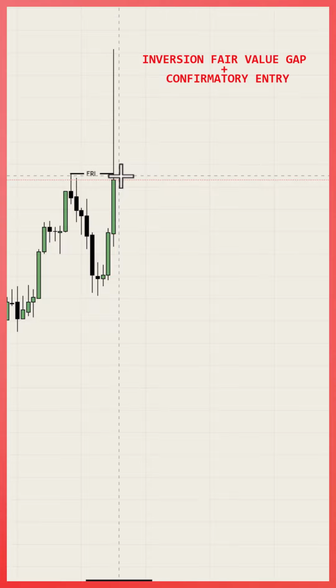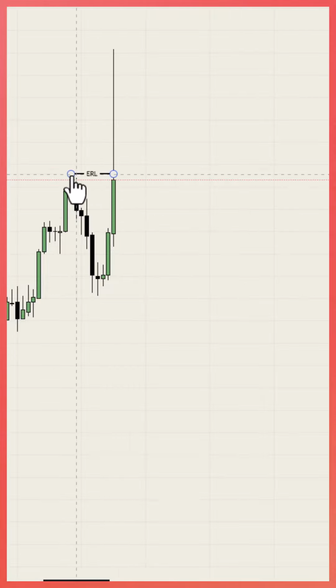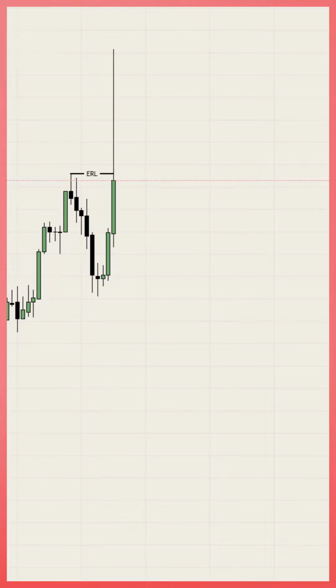An inversion fair value gap is a failed fair value gap. I'm going to use this price setup to explain what an inversion fair value gap is. Here we see price has taken out an external range liquidity and we're expecting price to come into an internal range liquidity for bullish prices.